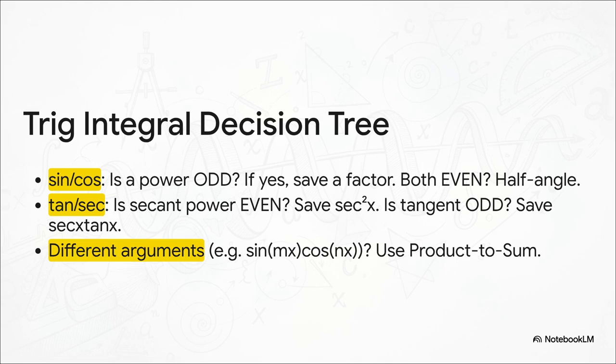Is it sine and cosine? Okay, check for odd powers first, then even. Is it tangent and secant? Check for an even secant power, then an odd tangent power. Are the arguments different? Don't even hesitate. Go straight to product to sum. Following these steps takes all the guesswork out of it and gives you a confident plan of attack.